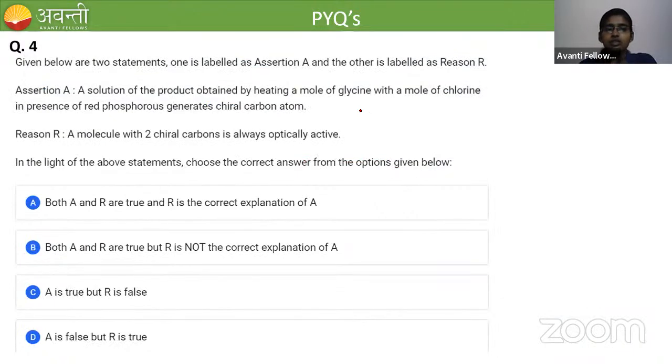So given below are two statements. One is labeled as assertion and the other one is labeled as reason. The assertion is: the product obtained by heating a mole of glycine with a mole of chlorine in presence of red phosphorus generates a chiral carbon. And the reason for this assertion is: a molecule with two chiral carbons is always optically active. So in the light of the above statements, you have to choose the correct answer. You can take 15 to 20 seconds for this question. Okay, and let me know the answer in the chat box.